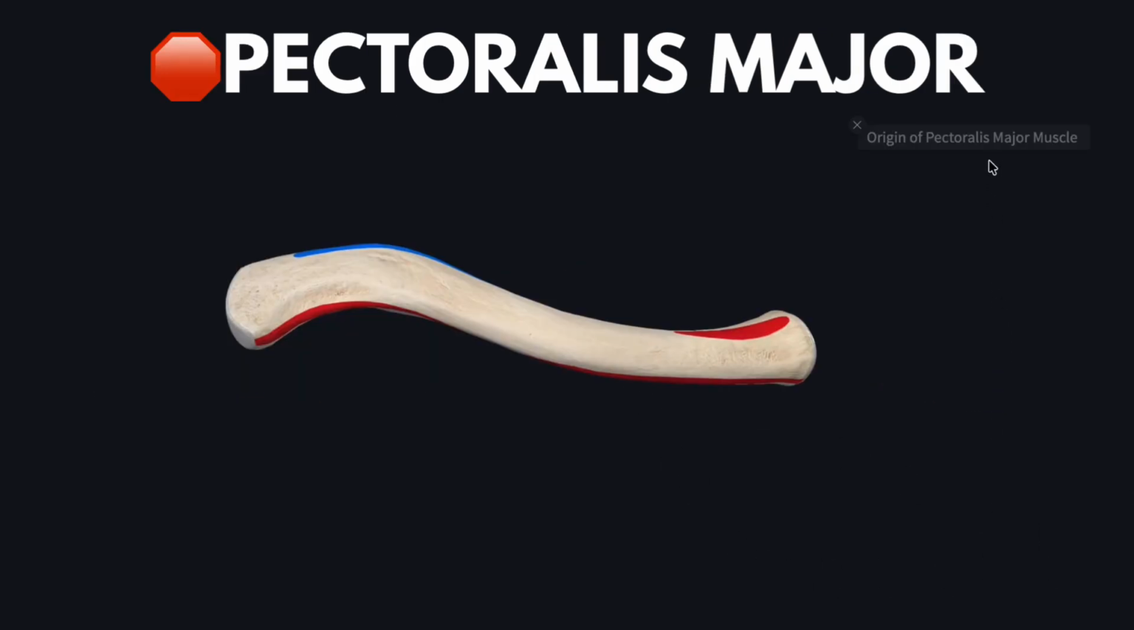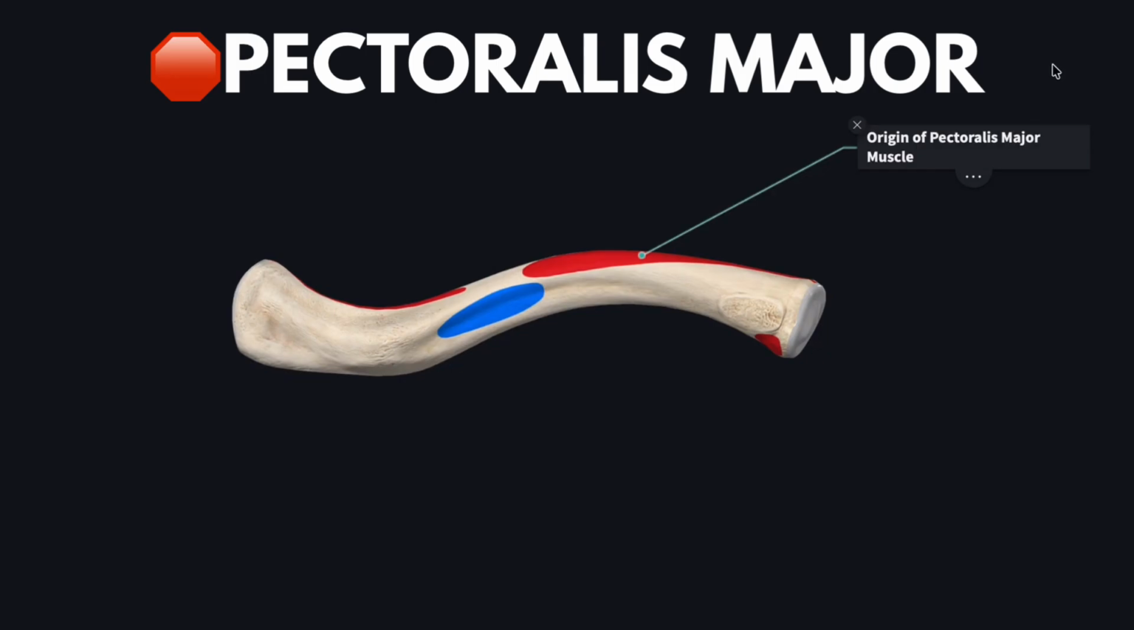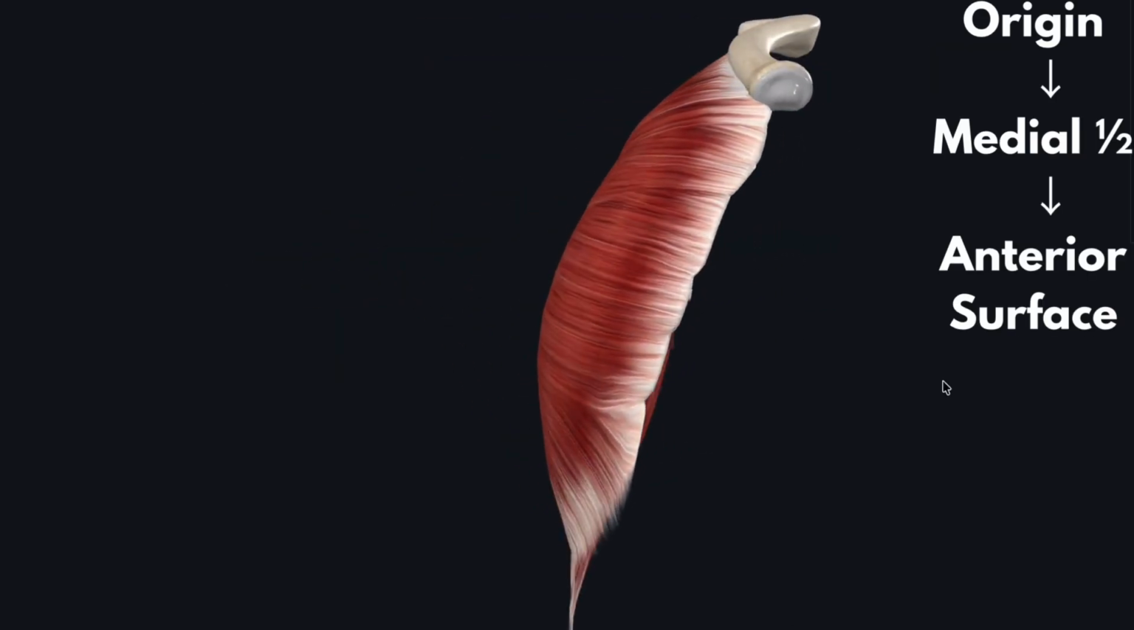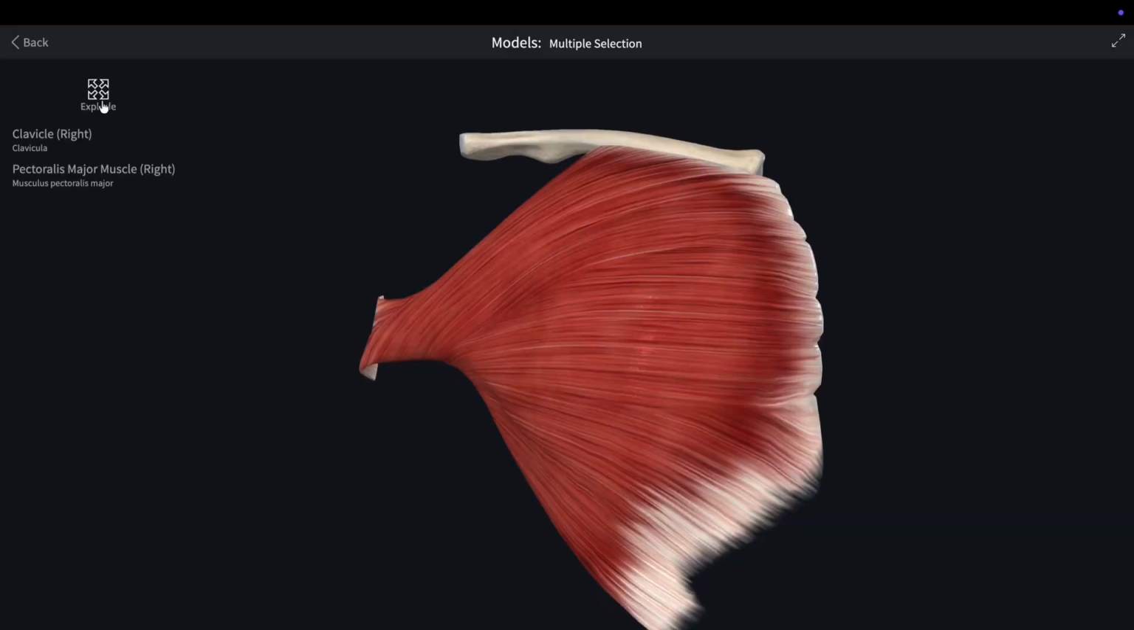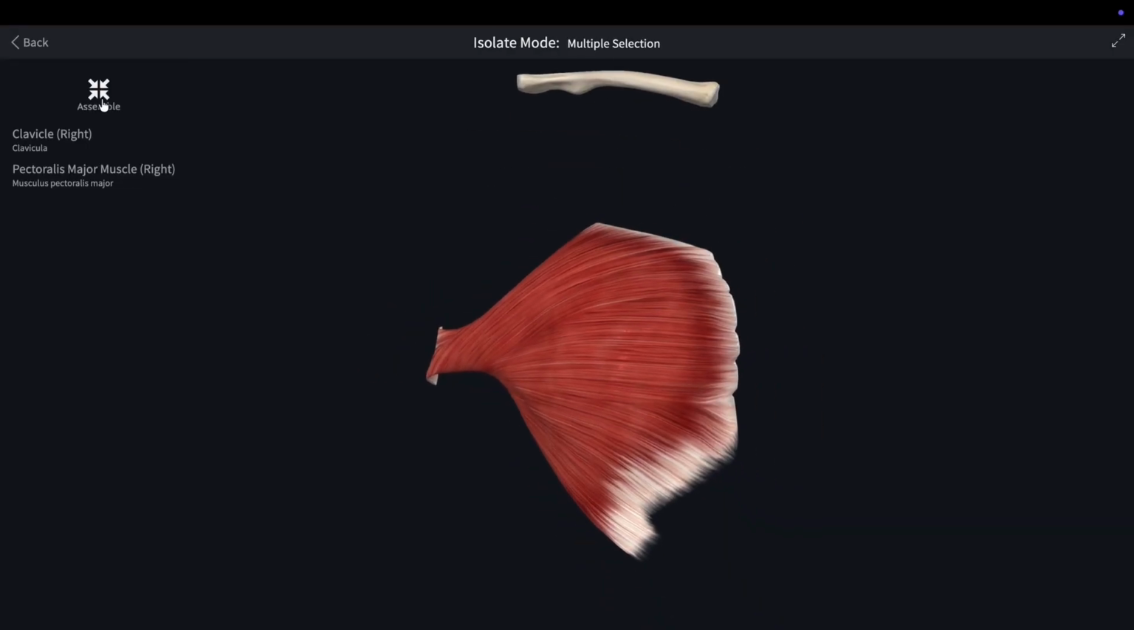Our first attachment is the clavicular head of Pectoralis Major. It originates from the medial half of the anterior surface of the clavicle. Watch how this attachment forms the clavicular head of Pectoralis Major on the clavicle.